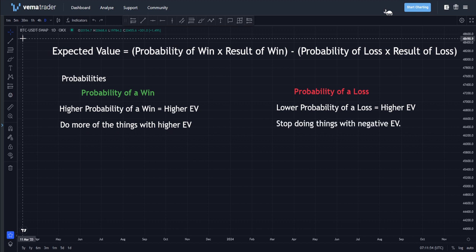To decrease my probability of a loss, stop doing things with negative EV. Like I said, I had negative EV on a Tuesday. If I just stop doing that, my overall expected value is likely to go up because I'm likely to stop losing as many trades.